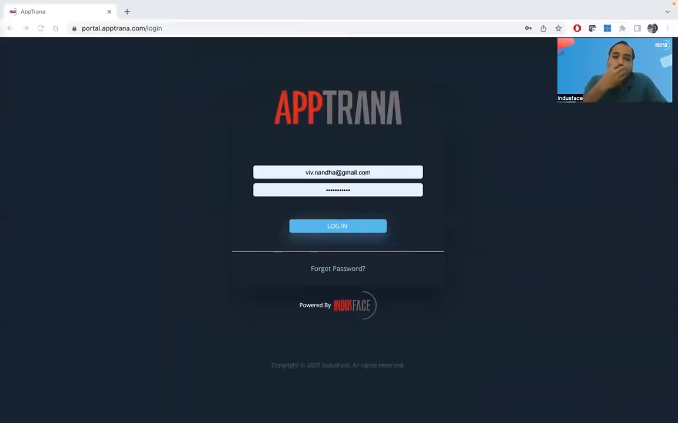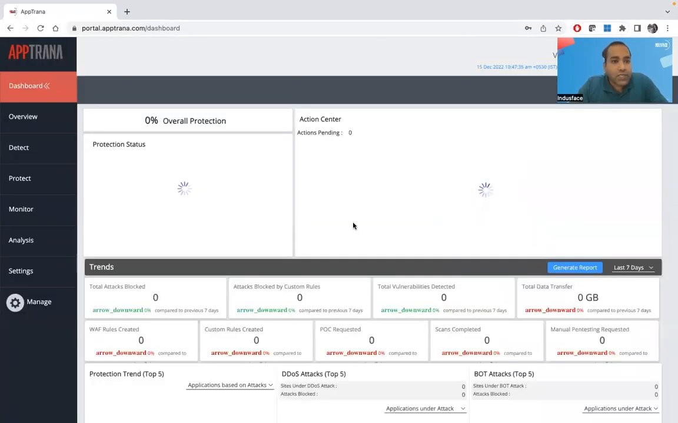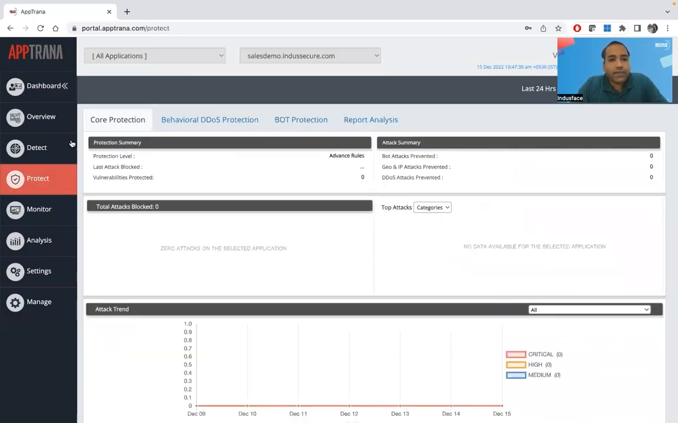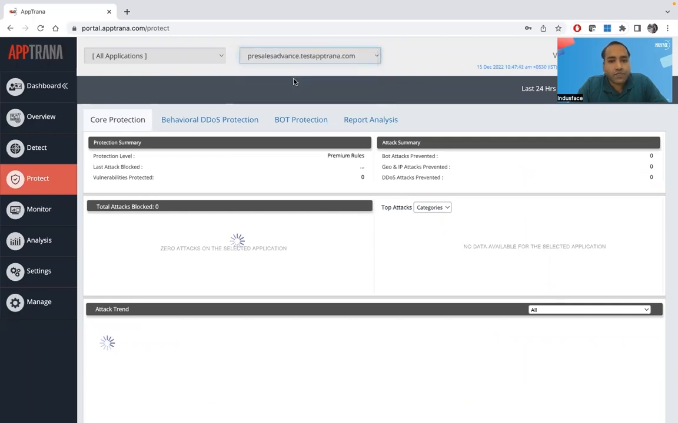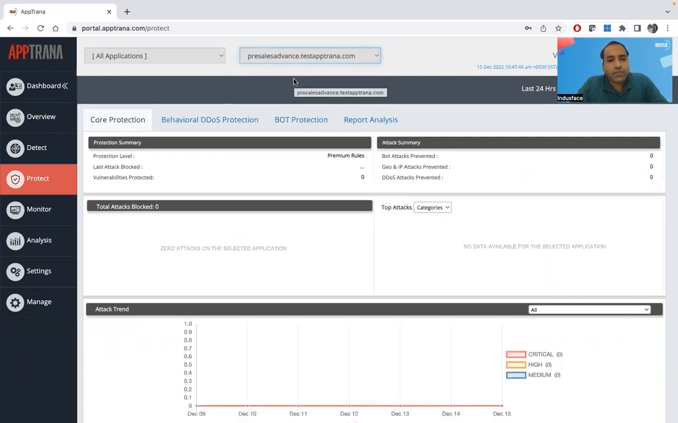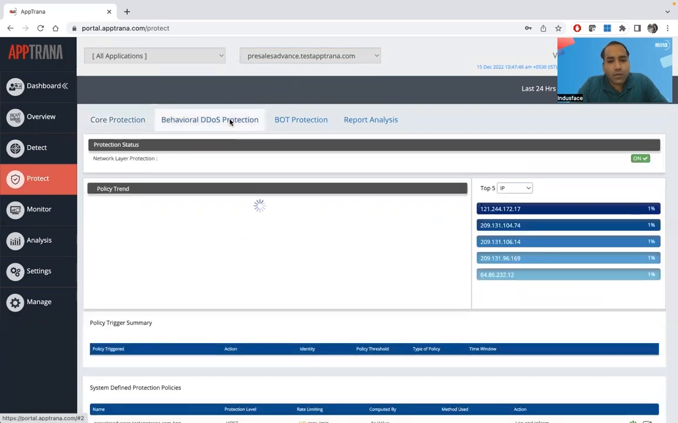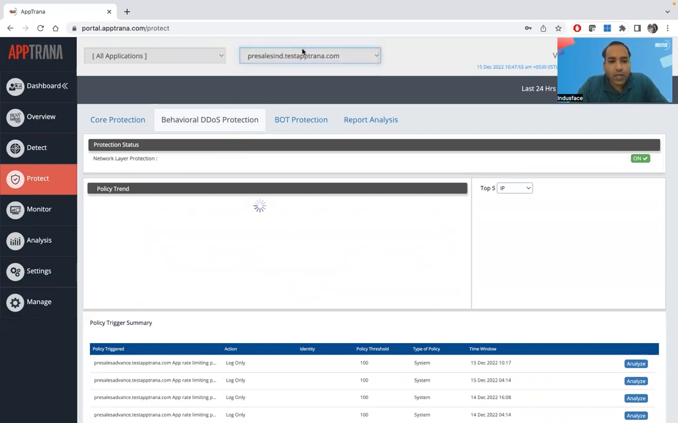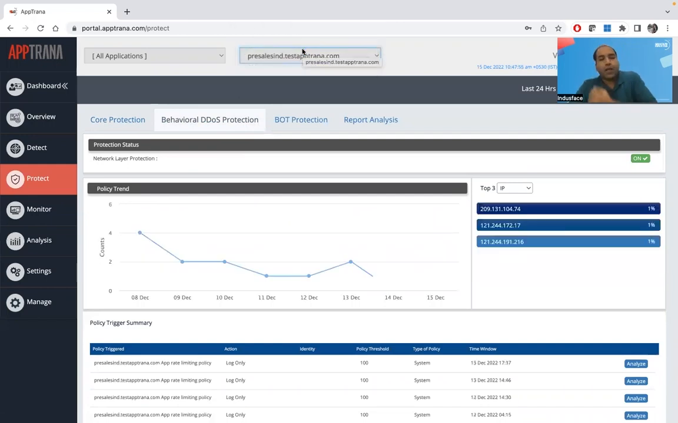So I'm going to give you a quick demo about how we provide our DDoS solution. This is our client portal. I'm not going to go into the details of the portal, but this is how the entire portal works. This is our portal, and this is one of the sites that is protected by AppTrana.